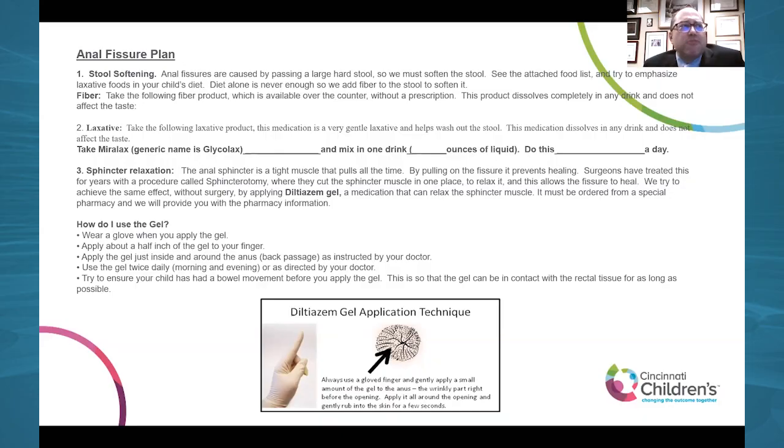I put people on a fissure plan, and it includes softening of the stool. I give them a food list. We usually have them on a type of laxative. I often use Miralax in the fissure population.